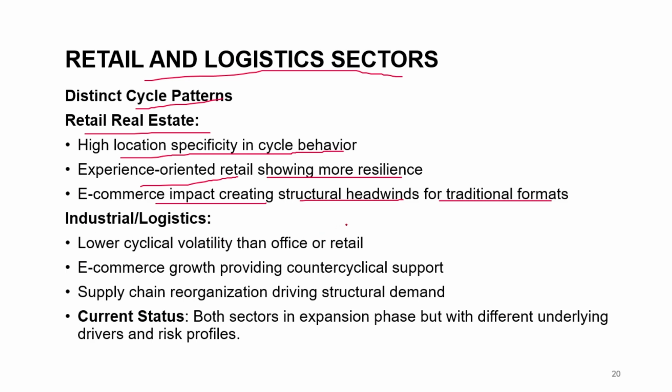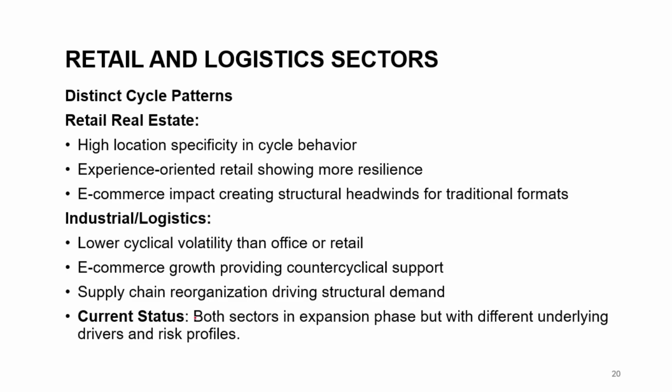And then we have industrial and logistics. Here you can see that industrial logistics shows lower cyclical volatility than office or retail. E-commerce growth provides counter cyclical support during economic downturns. Supply chain reorganization drives structural demand in this particular sector. So, current status shows both sectors in expansion phase, but with different underlying drivers and risk profiles. Retail faces ongoing structural challenges while logistics benefits from secular trends.